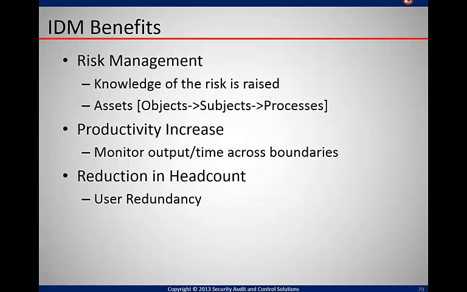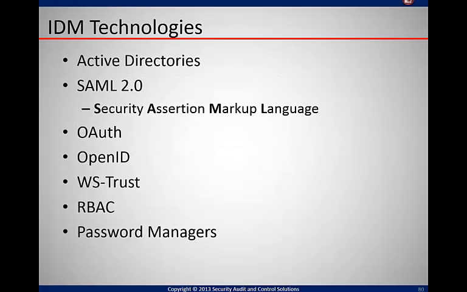The benefits we can get from an IDM are definitely risk management. We know what objects and subjects I've got out there and what access they have to each other. We can have productivity increase, which means we can monitor users across all boundaries. And once this is done, we can actually have a reduction in headcount because we see that we don't need some users. Some technologies out there, just as an example, are Active Directory such as Windows, eDirectory from Novell NetWare, LDAP, and also other things like SAML, Security Assertion Markup Language. We have OAuth and OpenID, Trust, RBAC, and also at the lowest level, or the most common that users use, password managers.